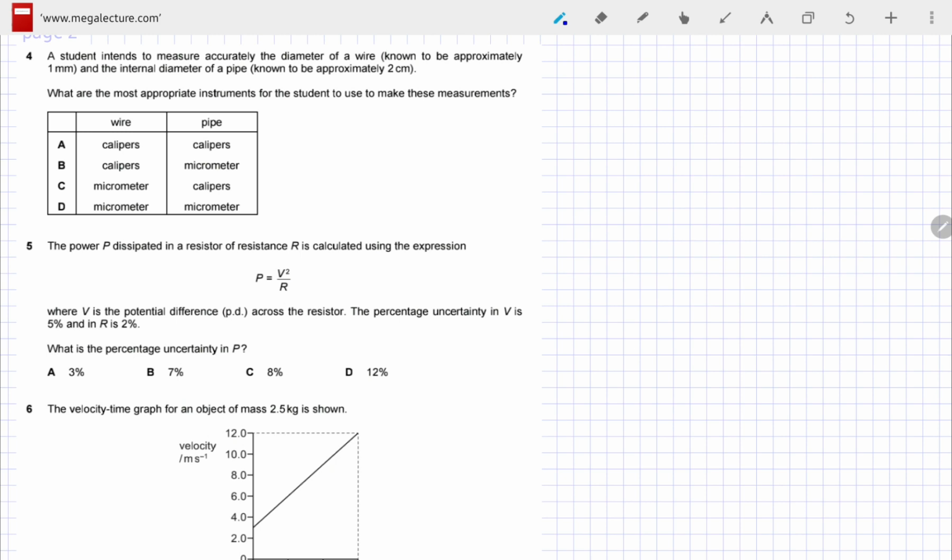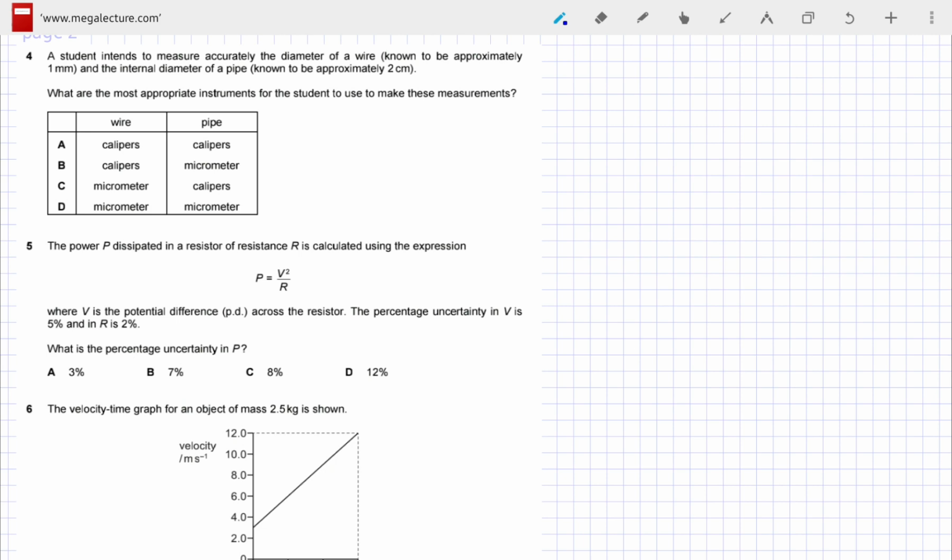Moving on to question number 4, we see that a student intends to measure accurately the diameter of a wire, which is known to be approximately 1 millimeter, and the internal diameter of a pipe, which is approximately 2 centimeters. We are asked what the appropriate instruments are to make these measurements, right? We are given calipers and micrometer. We know that the micrometer is an instrument to make measurements within a millimeter range. So the diameter of a wire should be measured using a micrometer.